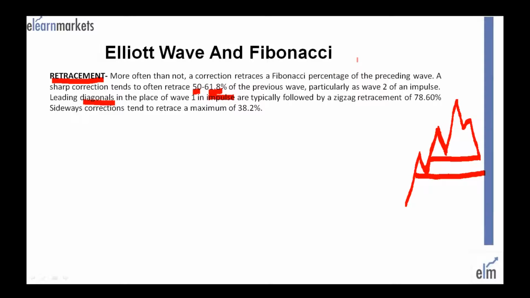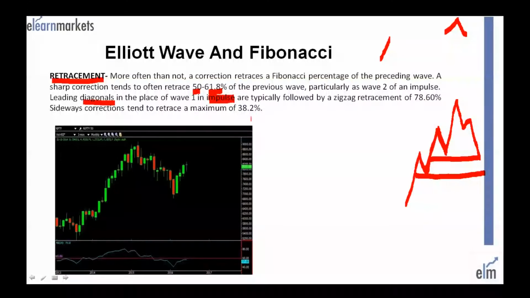And when diagonals come, maybe in the place of wave 1 or maybe in the place of wave 5, they are sharply corrected. The same is being said over here that when there is a leading diagonal in the place of wave 1 in a motive wave, they are typically followed by a zigzag retracement of 78.6%. Sideways corrections tend to retrace a maximum of 38.2%.